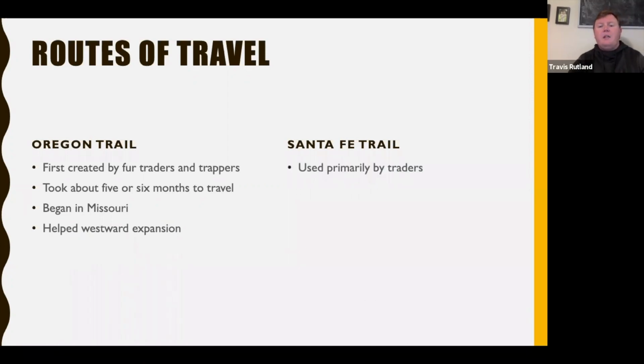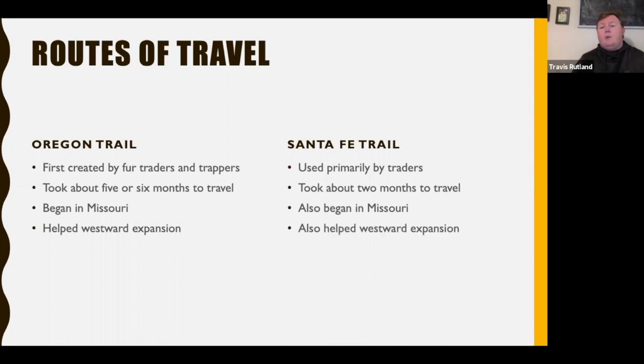All right, the Santa Fe Trail was primarily used by traders. Okay, now not fur traders and trappers, but just kind of regular traders. And it took about 2 months to travel the Santa Fe Trail. All right, it also began in Missouri, so we're talking about going from Missouri to Santa Fe, New Mexico. And of course, impact, it also helps with westward expansion. Okay, that's what both of these trails do.